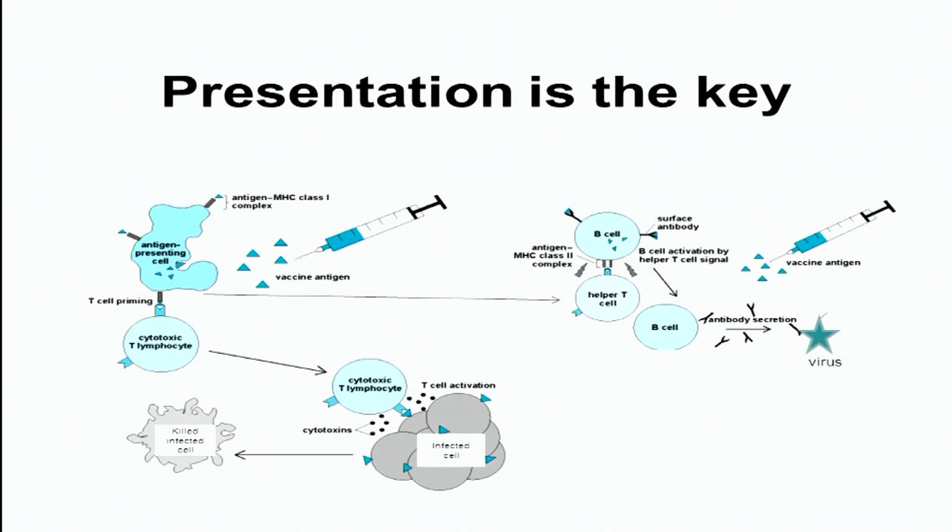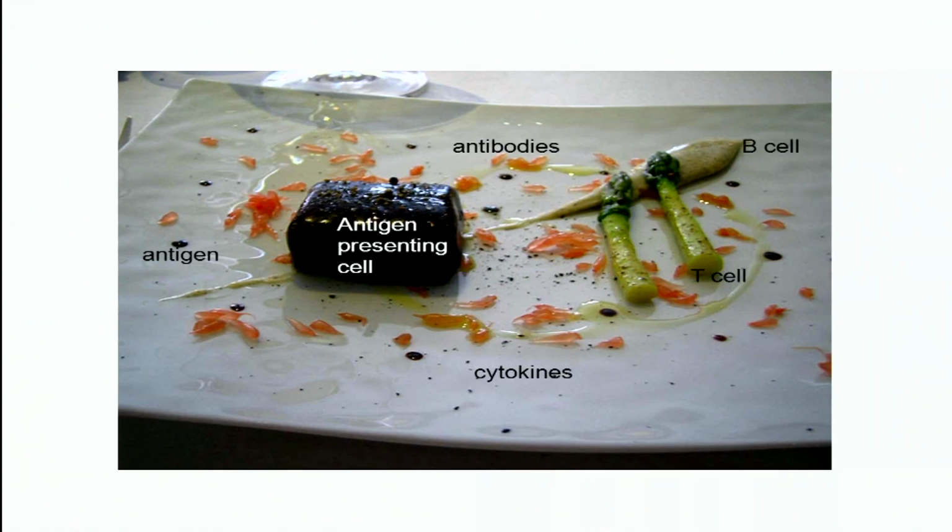There's no good just whamming loads of stuff into someone's arm. Doesn't work. For those of you who find that difficult, this is Heston Blumenthal. I really like this. He's obviously thought a lot about presentation. Here's his presentation with the antigen-presenting cell, the antibodies, the B cell, the T cells, and these little molecules are cytokines which are floating around and stimulating the whole gamut of the immune system. So antigen presentation is critical.